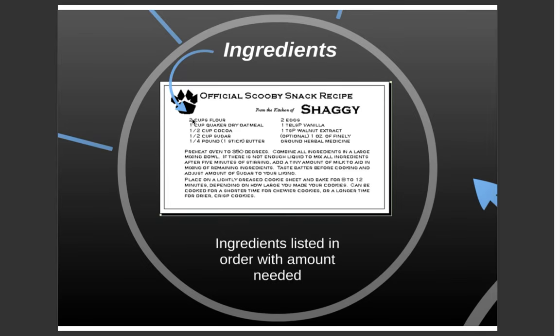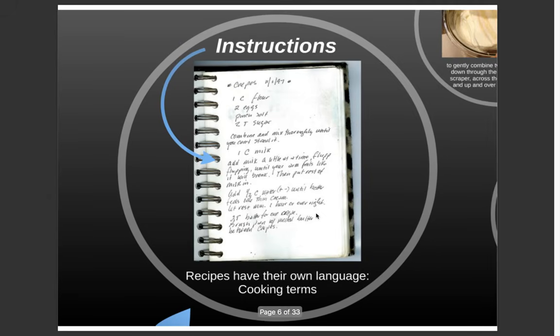So it goes from 2 cups to 1 cup to half cup, another half cup, a quarter pound or 1 stick of butter, 2 eggs, 2 teaspoons of vanilla, 1 teaspoon of walnut extract. Ingredients are listed separately from the instructions to help you find them easier. So you can quickly look and go, hey, do I have everything I need to make this recipe or not?